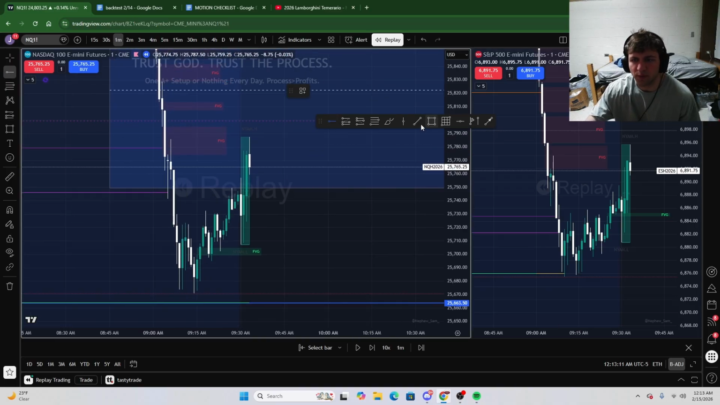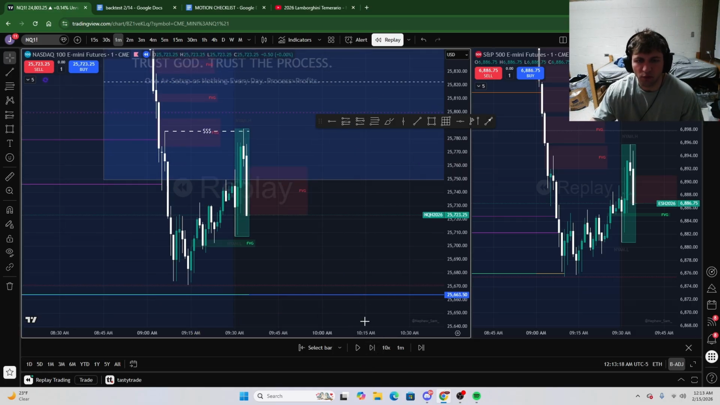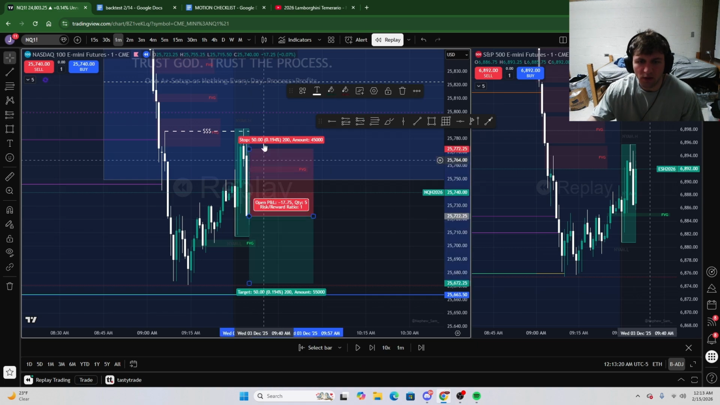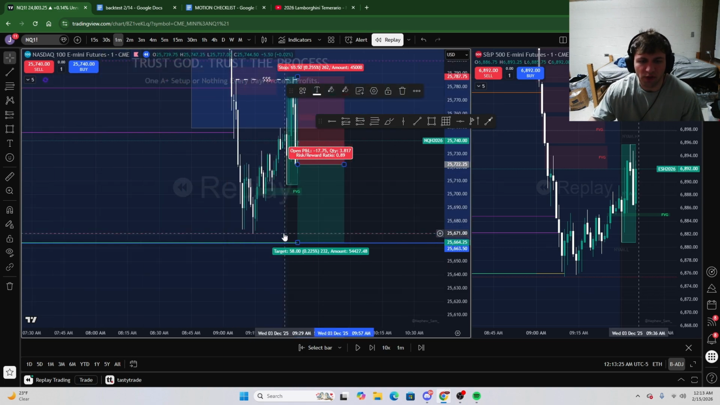So we swept this internal high. Respected this 15-minute. I now want to see an inverse and a momentum candle coming down. There it is. Stop above the high. And then I'd target this liquidity.